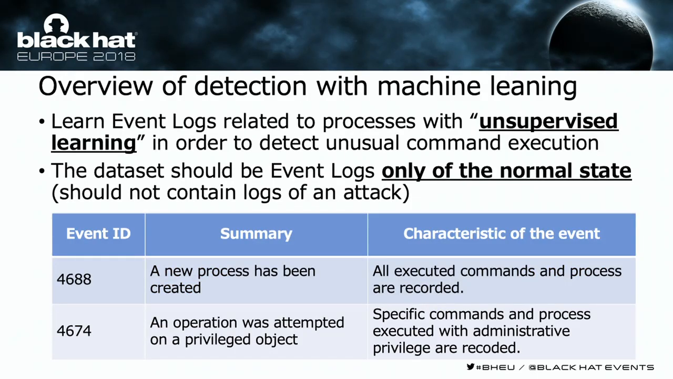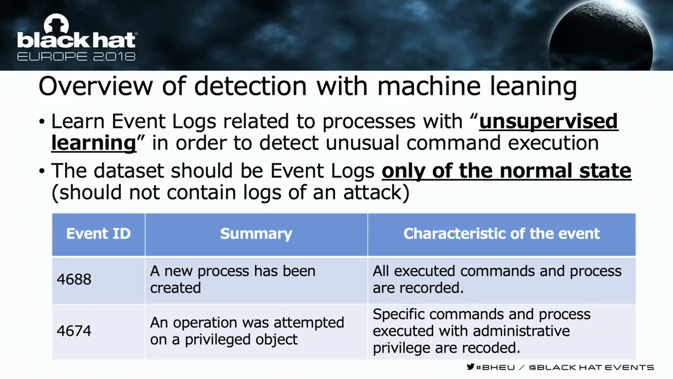This slide shows an overview of detection. Our proposed method uses only domain controller event logs related to processes, because attackers' activity is recorded as event logs related to processes. So we focus on processes. Our method uses unsupervised learning to detect unusual command execution. The dataset should be the event logs only of the normal state and should not contain logs of an attack. This is the premise. And we use event IDs of the domain controller's event logs, 4688 and 4674.